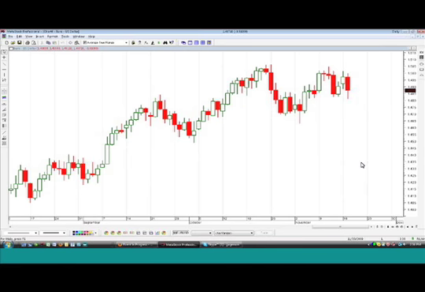So for example, right now we're looking at the euro versus the US dollar. The quote that we're seeing over here on the right-hand side, 1.4872, means it's costing $1.4872 to buy 1 euro. So that's how many dollars it costs to buy a euro.